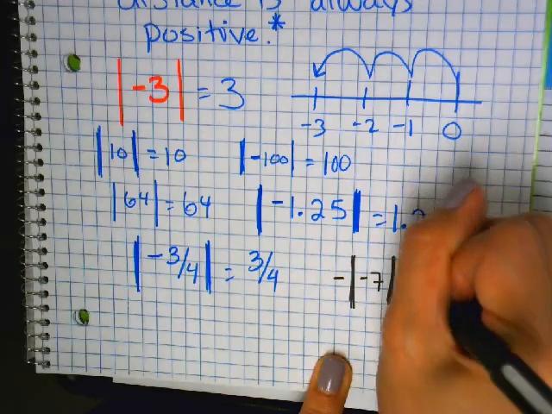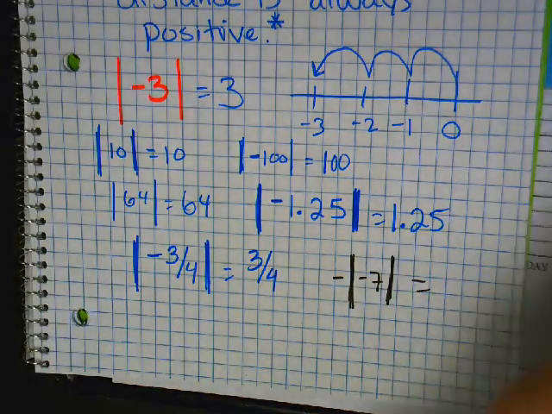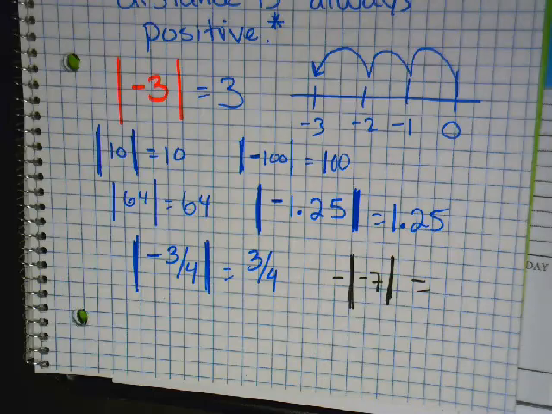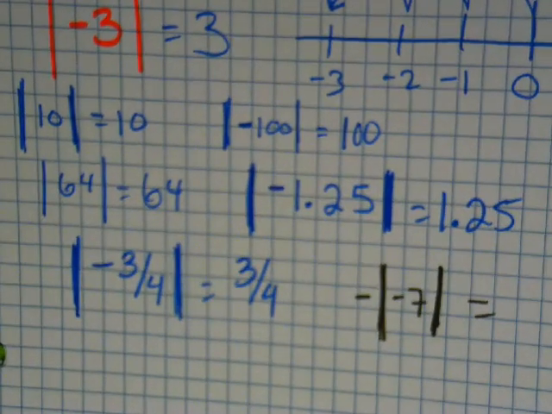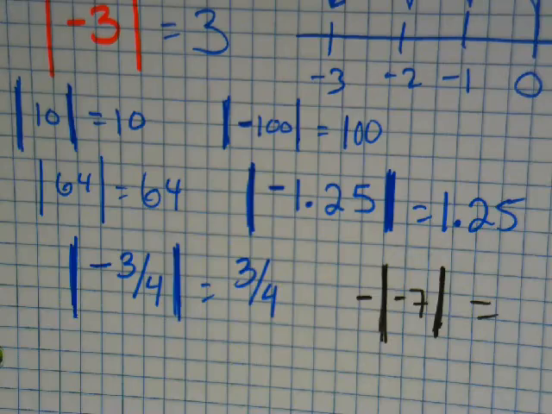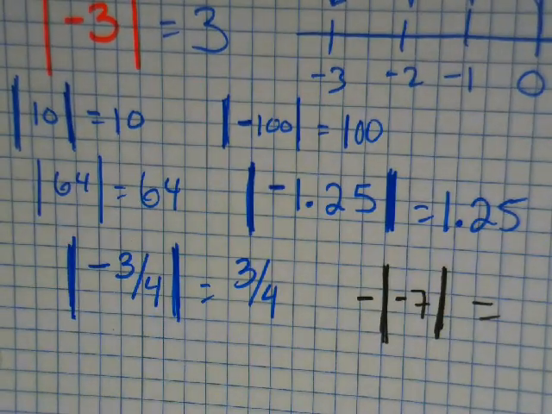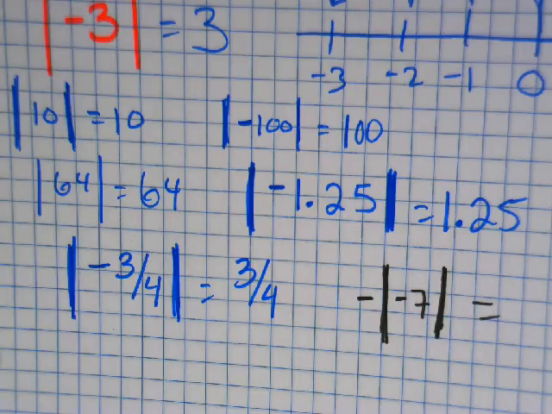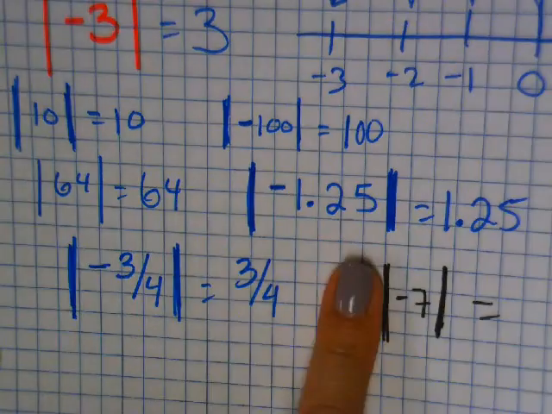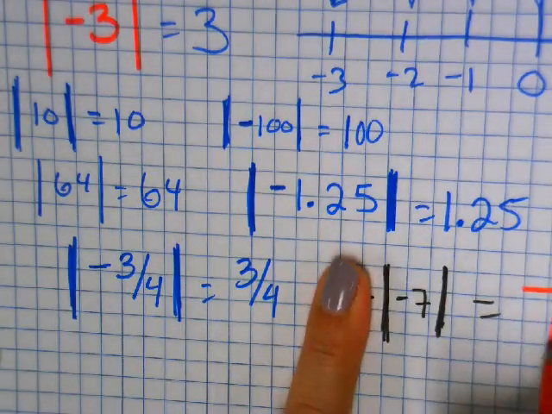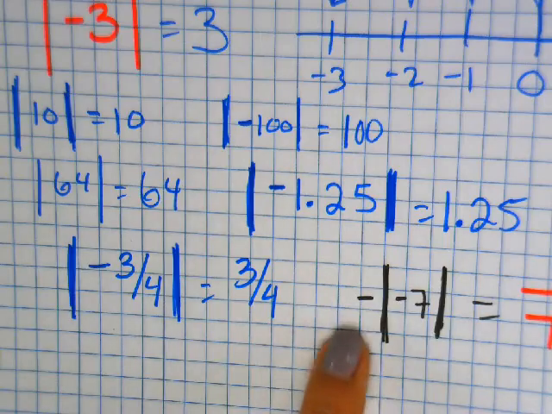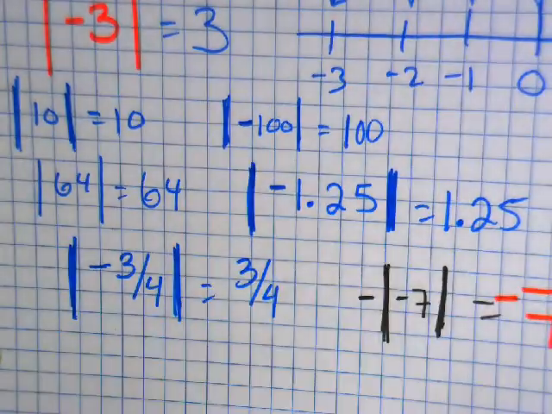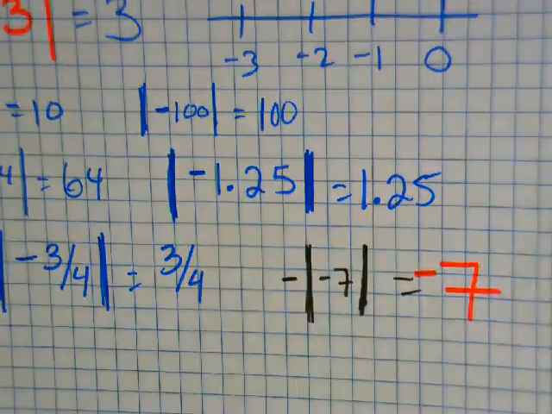Negative 1.5. This one will be a negative answer. What makes this one a negative answer, Sienna? Negative on the outside. Yes, the negative on the outside. Do you guys see how it's outside? So only when it's outside, then your answer is negative. So if it's like this, it would be 7. But because you have your negative outside, it's the only time you get a negative answer with absolute value.